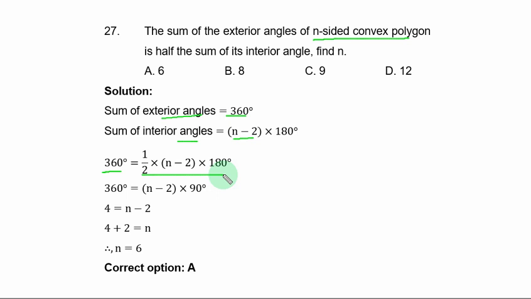You can multiply through by 2 to clear the fraction, or you divide 180 and 2 by 2. Here becomes 90 degrees. At this point, you can divide through by 90 degrees. Here becomes 4, and here is n minus 2. Transfer minus 2 to the left hand side. You have 4 plus 2 equal to n. Therefore, n is equal to 6. A is the correct option.